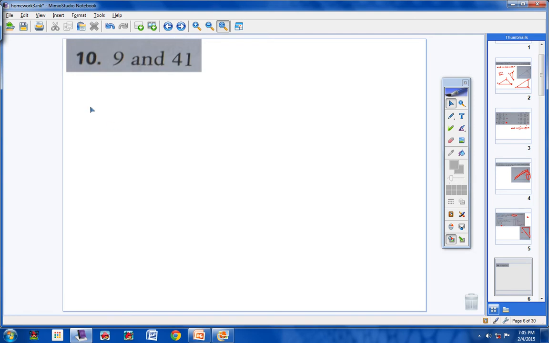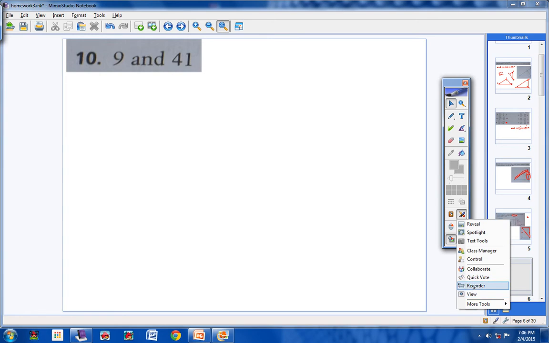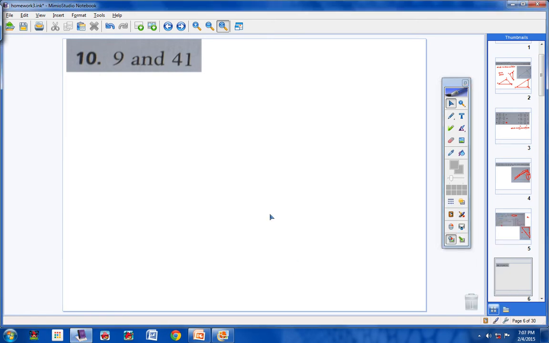Alright, the directions for 10 through 15 say to find the geometric mean of the two numbers, simplify each radical, okay? Now, we've not spent a lot of time doing any simplification. However, we can look at that a little bit now. Okay, students, in order to find the geometric mean of two numbers, I've taught you two different ways to do it. This is not the way we're going to do it, but I'll remind you quickly.